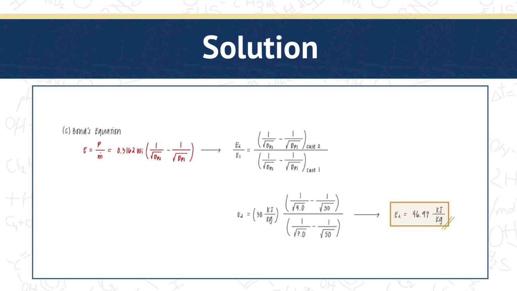Let's now consider a third method, which is Bond's law. Applying the same principle, we get 46.97 kilojoules per kilogram. This value, as we can observe, lands between those from Kick's law and Rittinger's law, which is exactly why Bond's law is often called the intermediate law.